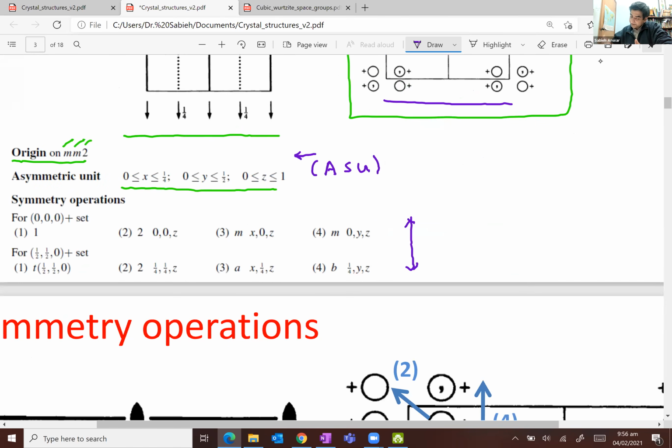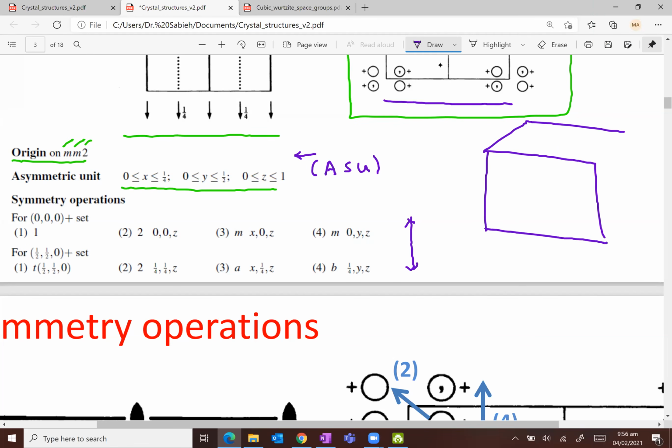Okay, then we have a listing of all the symmetry operations. One question I would like to ask is, how many points do we have in a C-centered orthorhombic unit cell? Points, not atoms, just points. Ten, sir. How many? 10. 10?